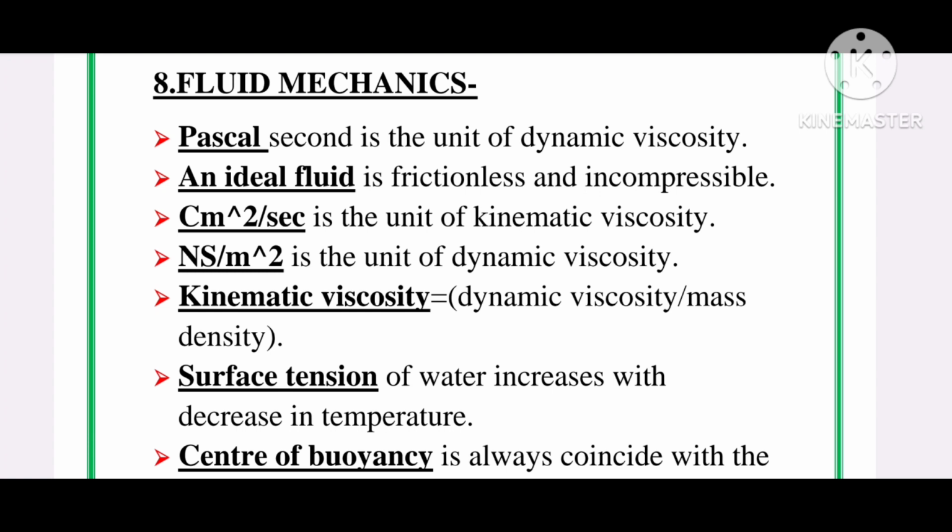So dynamic viscosity is a measure of a fluid's resistance to shear flow when an external force is applied. That is called dynamic viscosity. And viscosity is a measure of a liquid's resistance to flow. Mainly viscosity is of two types, that is dynamic viscosity and kinematic viscosity.